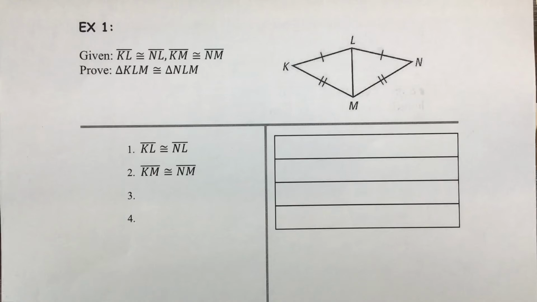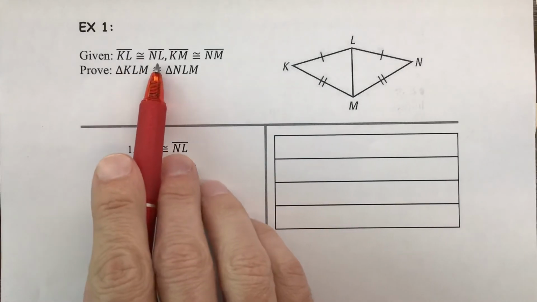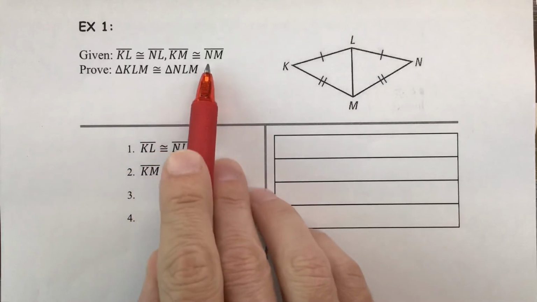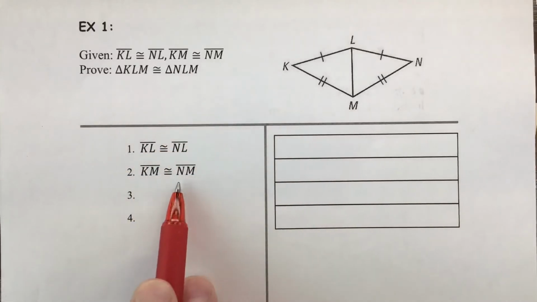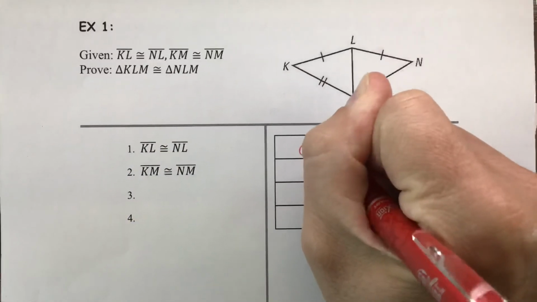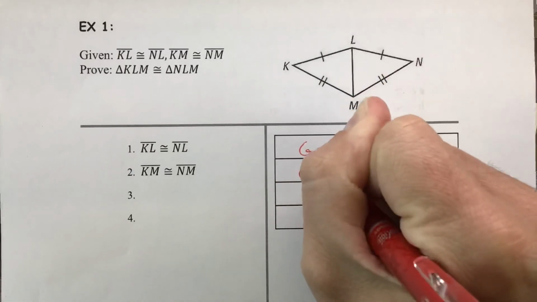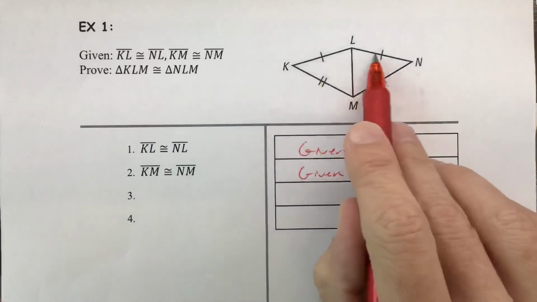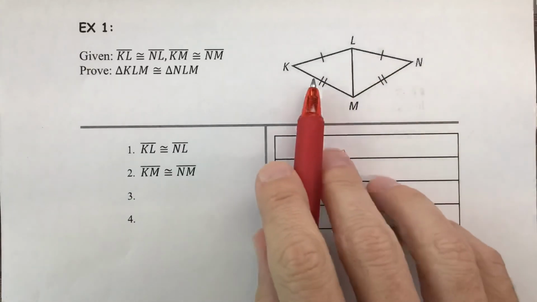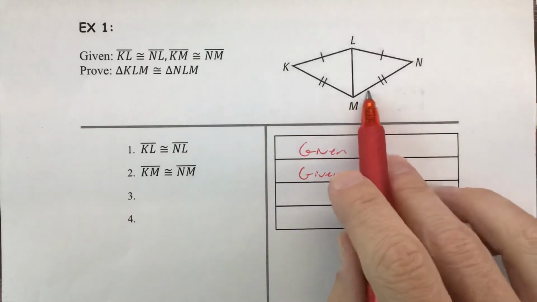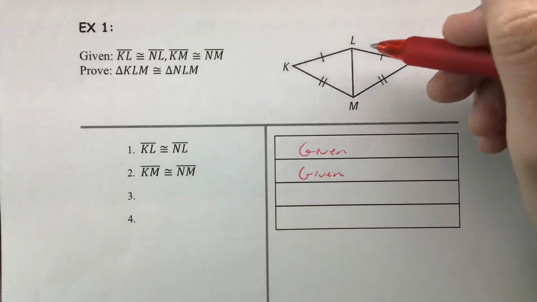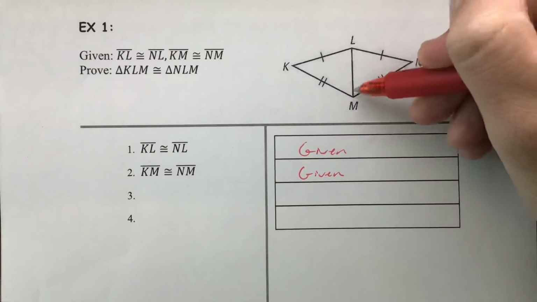A couple of these are already given to us. KL is congruent to NL. We'll see that here. KM is congruent to NM, which we also see here. All right, so those will be given. And then all we need to do is show a third side is congruent. So we've got our singles here, we've got our doubles right there. The third side for the 2 triangles is actually right here. It's a shared side between the 2 of them.